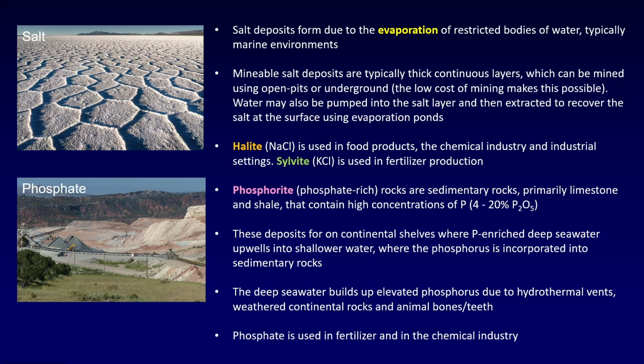So mineable salt deposits are typically quite thick and they form nice continuous layers. And this is helpful for mining because typically when you mine something, you want it to be in one nice flat layer because it makes the mining easy. Now, salt can be mined using open pit methods, or it can be mined using underground methods. And in terms of salt production underground, relatively low cost mining methods make this possible. So even though salt is quite a low value product, you can get the cost of mining it underground low enough where it's still economic to do so.